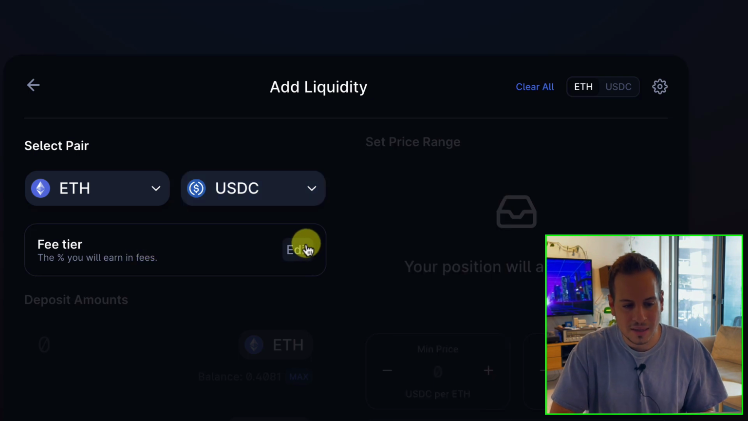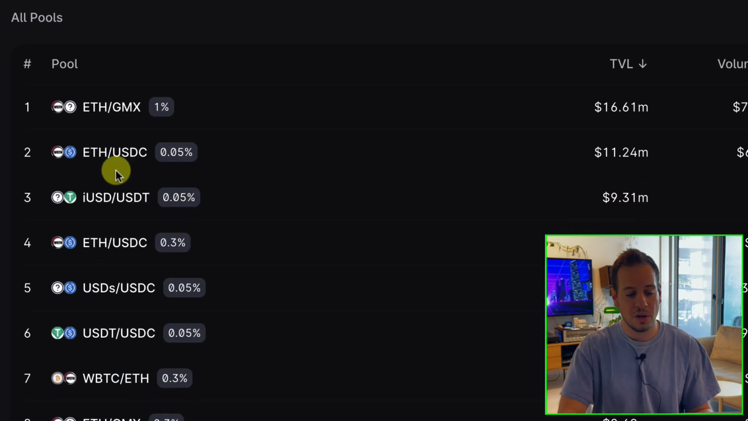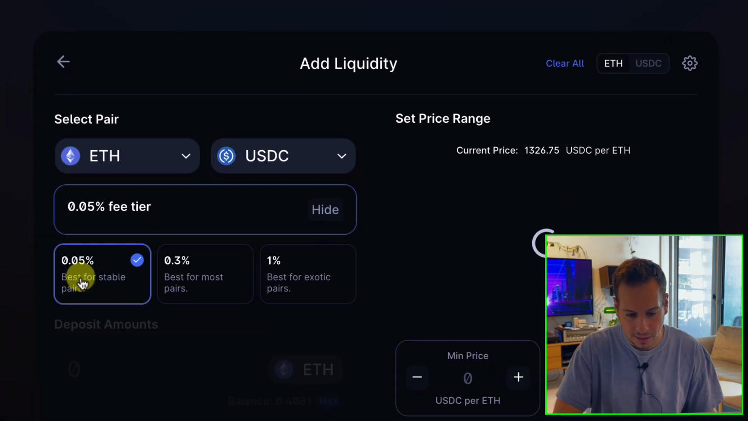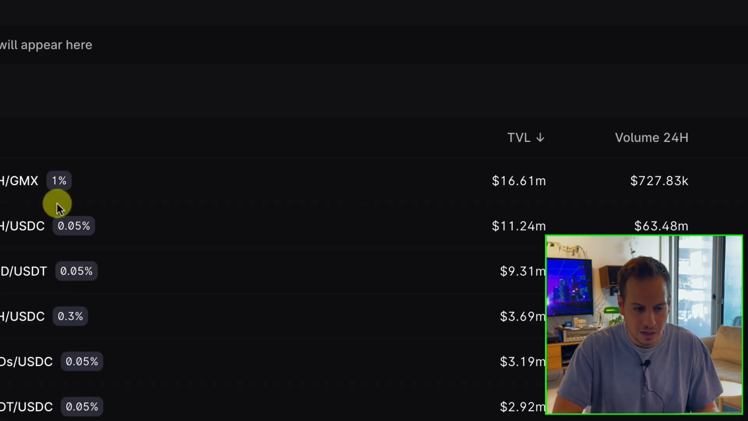Now you have to select the fee tier. So if you want to get this kind of fee tier, you have to select 0.05. This is the fee tier. So that's what I'm gonna select, because this is what we just calculated.